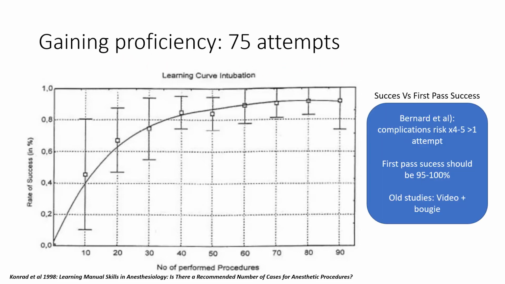And then we actually want first pass success, because if you don't get the tube in on the first go in an emergency department patient, then we know from studies that the complication risks increase with each attempt above one. And so some authors have suggested that our first pass success when doing intubation should be 95 to 100%.